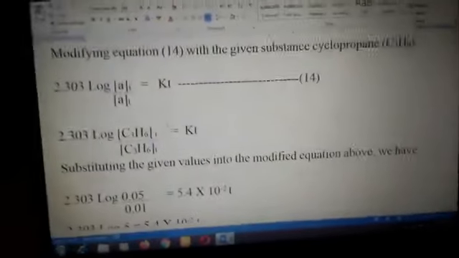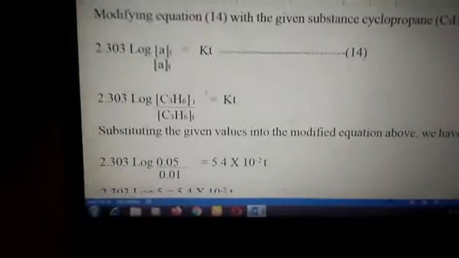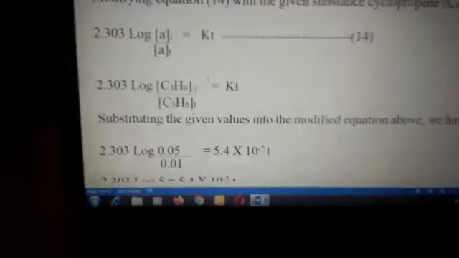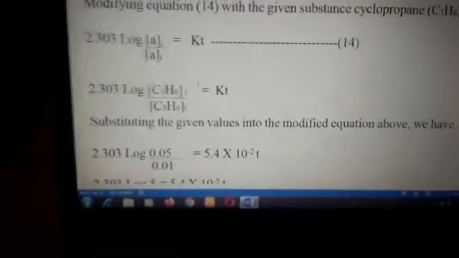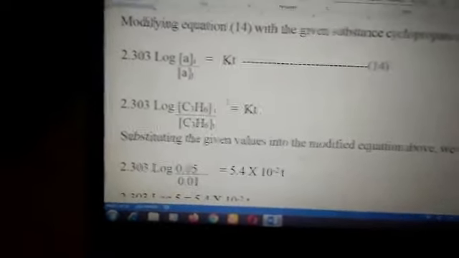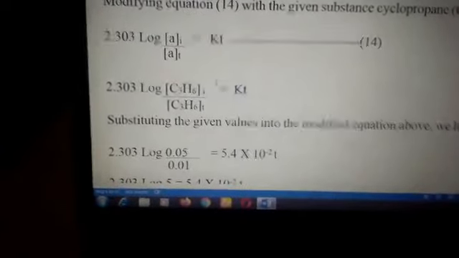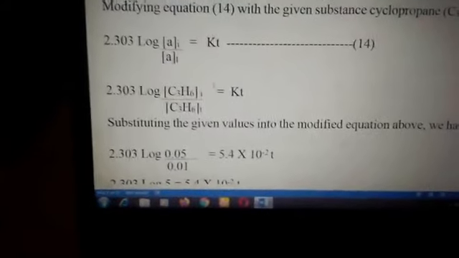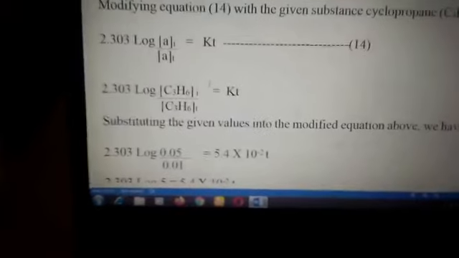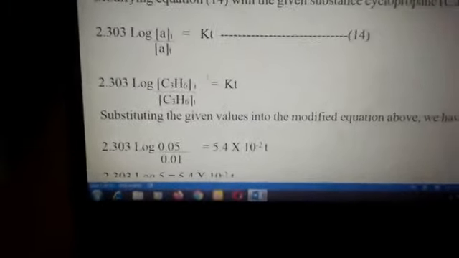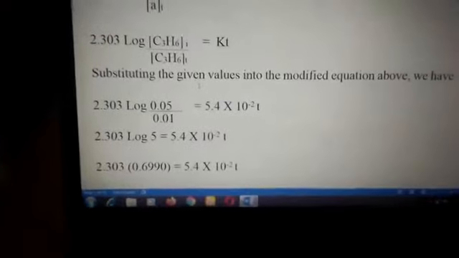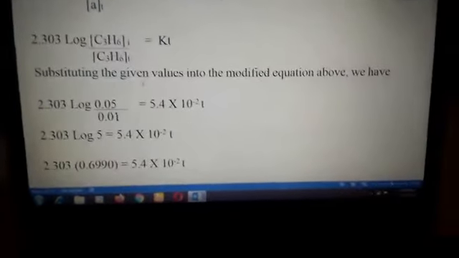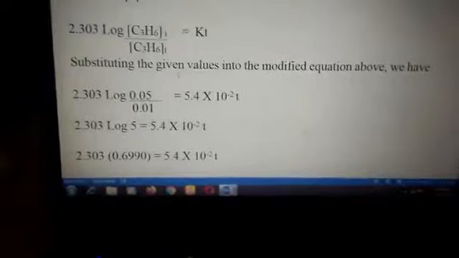Look at the numerator on equation 14. That A, replace with C3H6, the initial concentration of cyclopropane. And the A under A_t also becomes C3H6 at t, that's the concentration at time t. So equation 14 will modify to get the equation under it. Then we now substitute the given values into the modified equation. We have the values we listed.